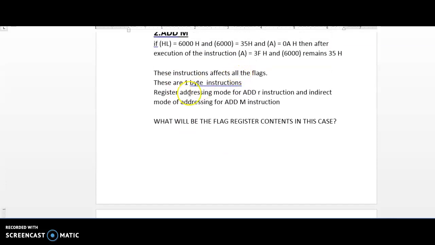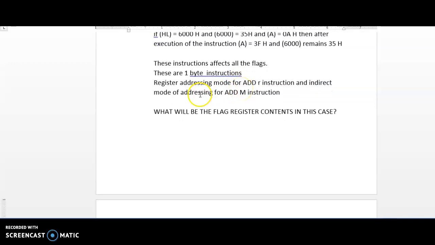There is a term which is called the addressing mode of the instruction. The addressing mode for ADD R will be the register addressing mode, and indirect mode of addressing for ADD M. Now you have to think about what the flag register contains in this case. So please try this at home. Okay. The addressing mode, number of bytes, flags affected, all this is extra information which you have to answer when the explanation of any instruction is asked.